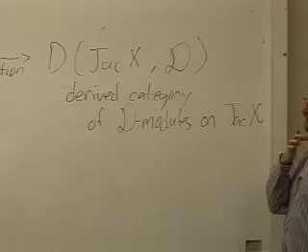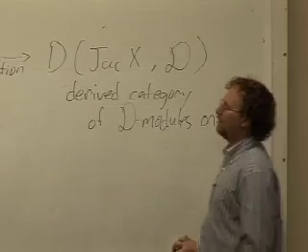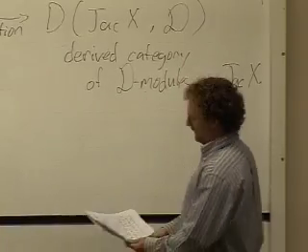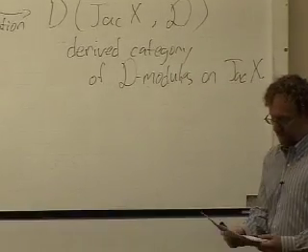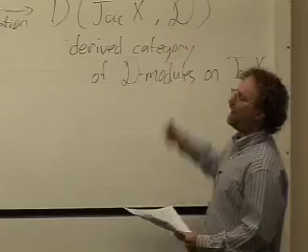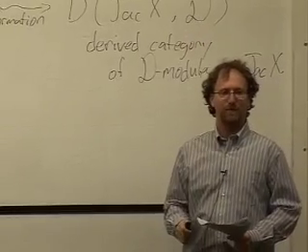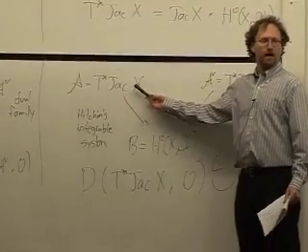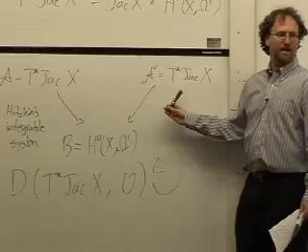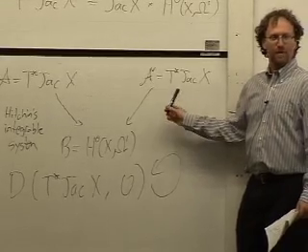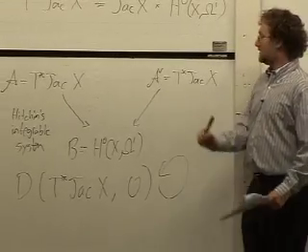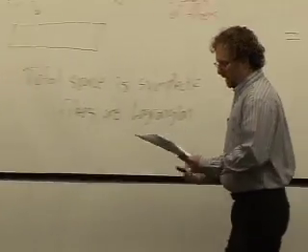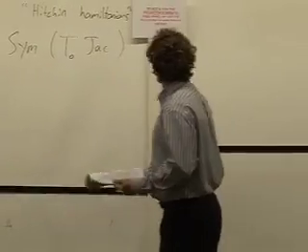So this is our main star. We're going to look at the derived category of D modules on the Jacobian. So now you can ask, what happens to the Fourier transform here? So I've deformed one side of this. So a natural guess might be that the same thing happens to the other side. And that turns out to be false. So let's try to think what should happen to the other side.